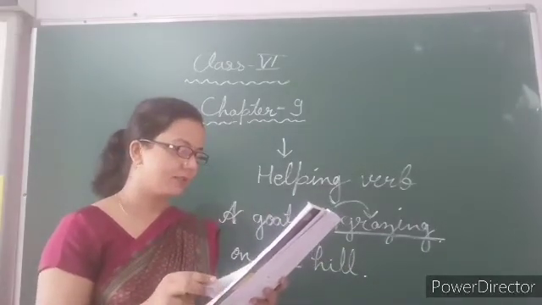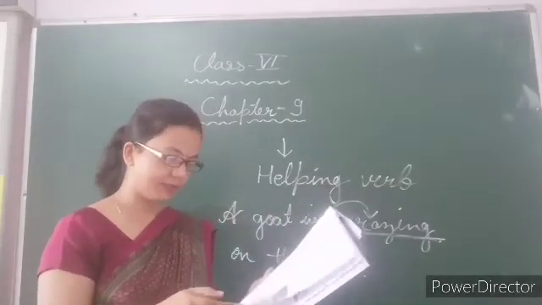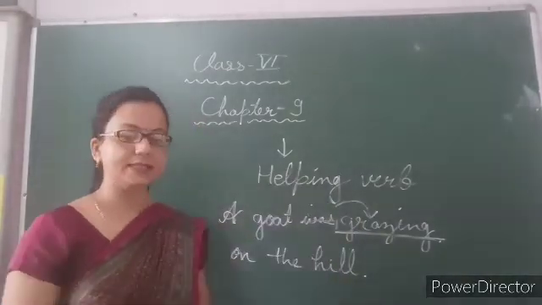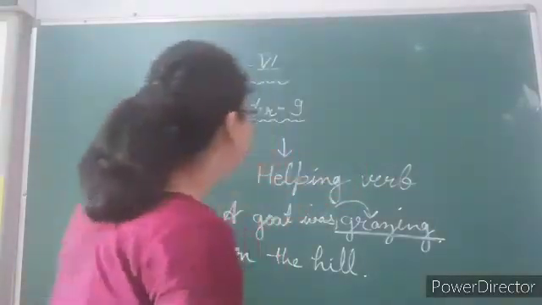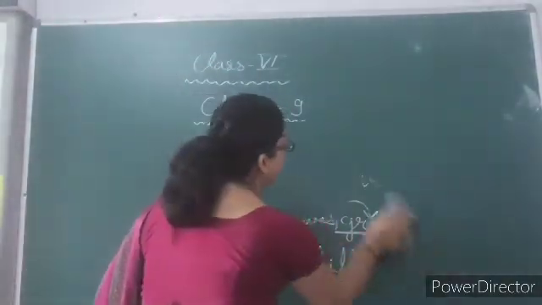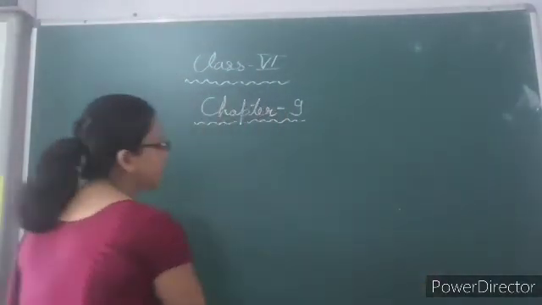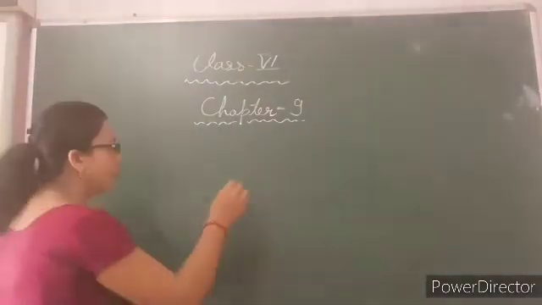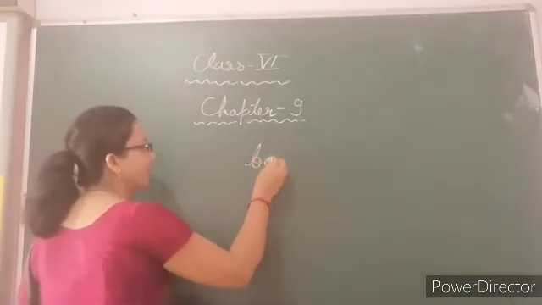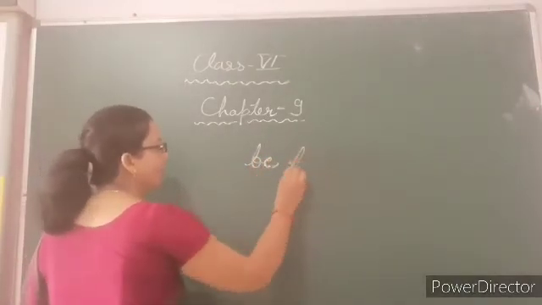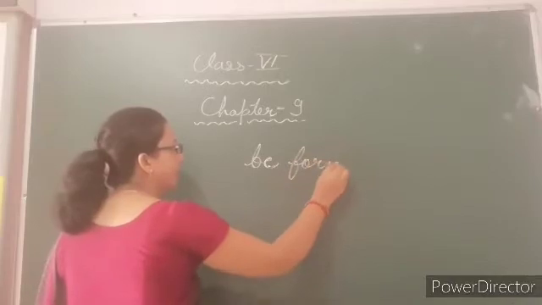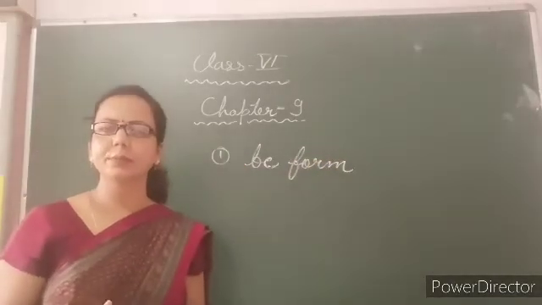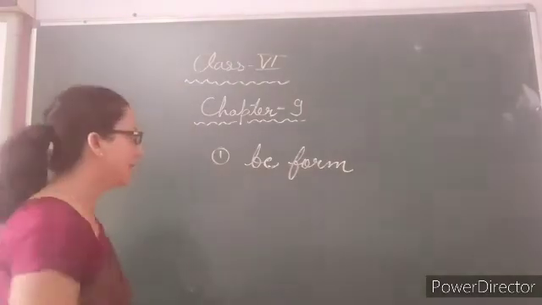So now my dear students, just turn your page to 52. Yes, now very important. Here, have a look. The next topic is the most important. So now here there are some verb forms. Have you heard about the be form? Yes. Have you heard about the be form? What is the be form? So have a look.